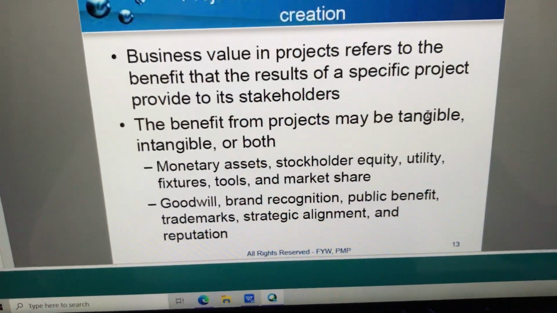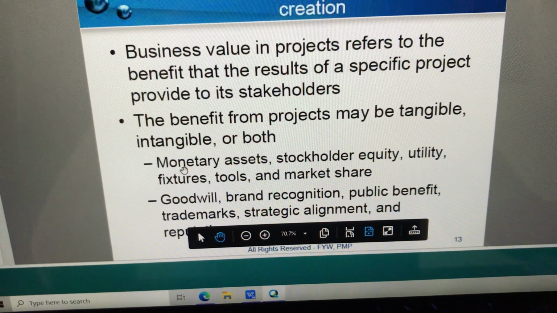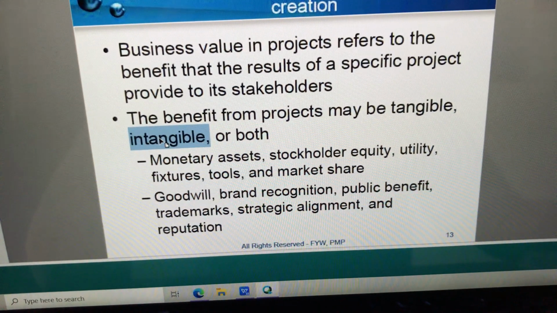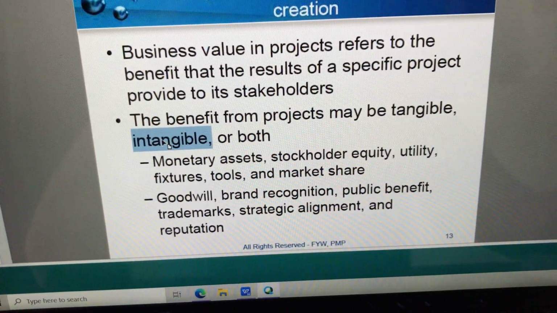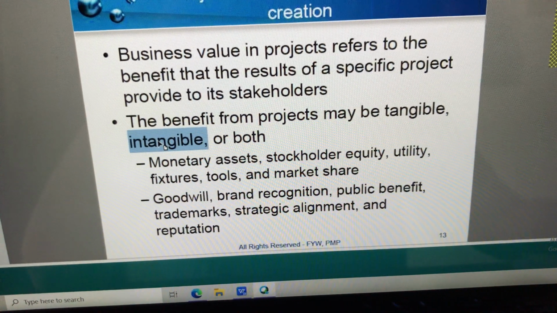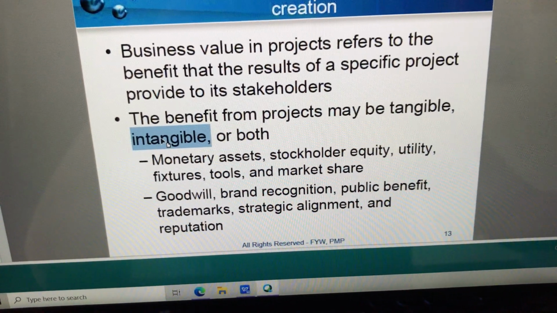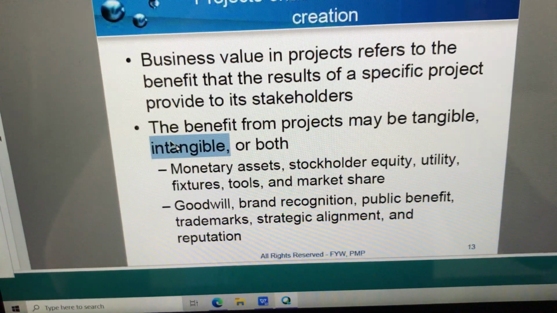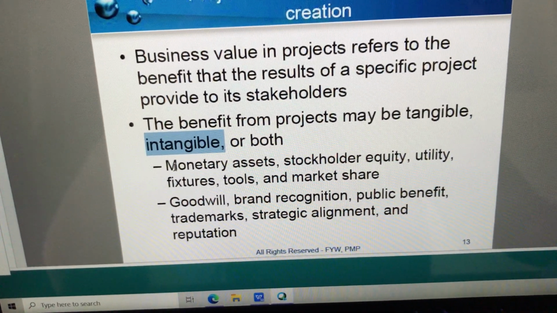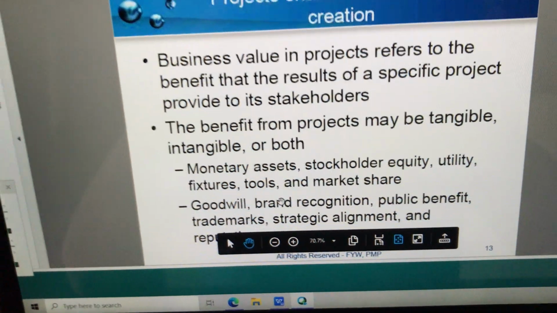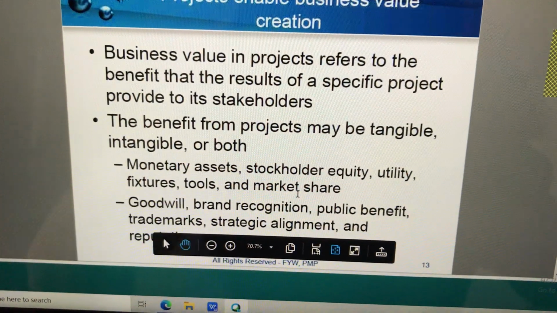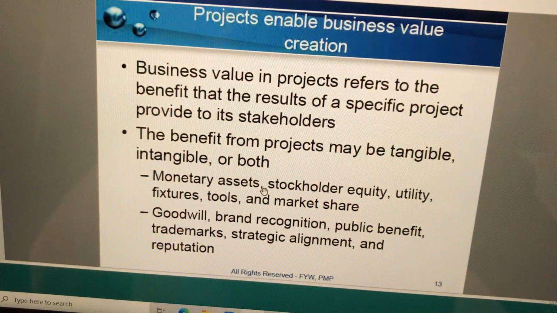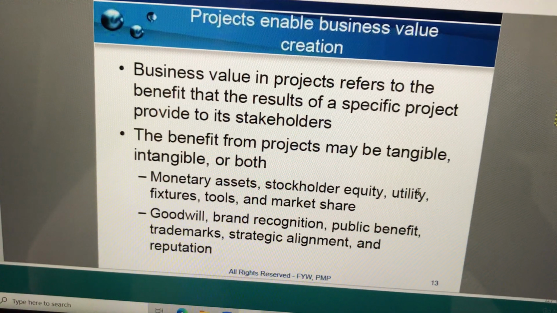So tangible means actual dollar numbers. Intangible means something like goodwill. Many companies do capitalize. They give a financial treatment and they will put a dollar value to the goodwill in their books of accounts. Let's not go deep into that. Remember, intangible means something like goodwill or the reputation that you have earned. You see goodwill, brand recognition, public benefit, trademark, all these things. So tangible means monetary value, stockholder equity, market share.